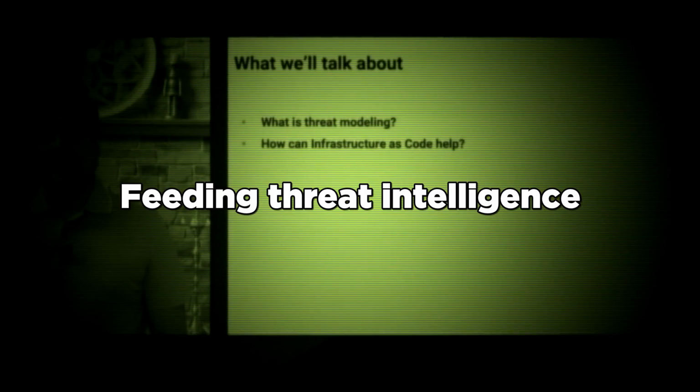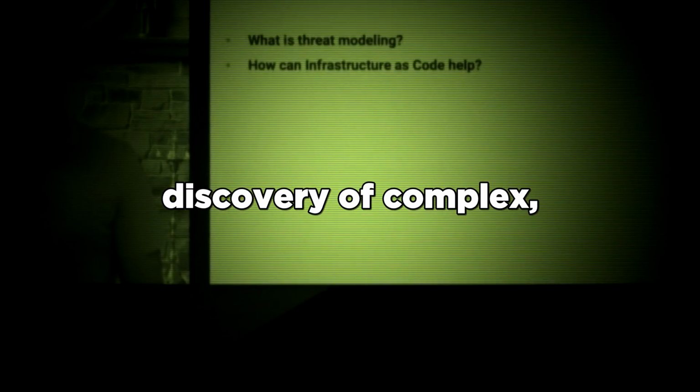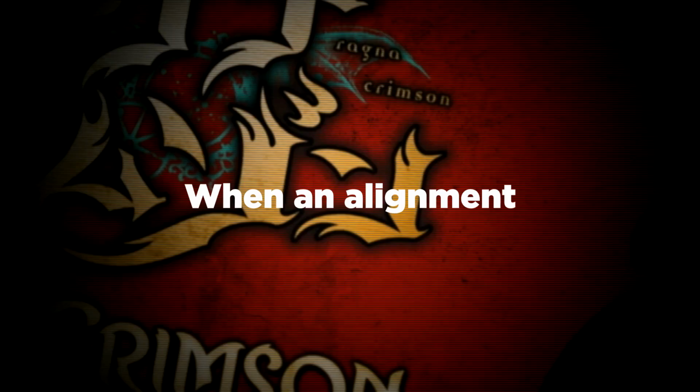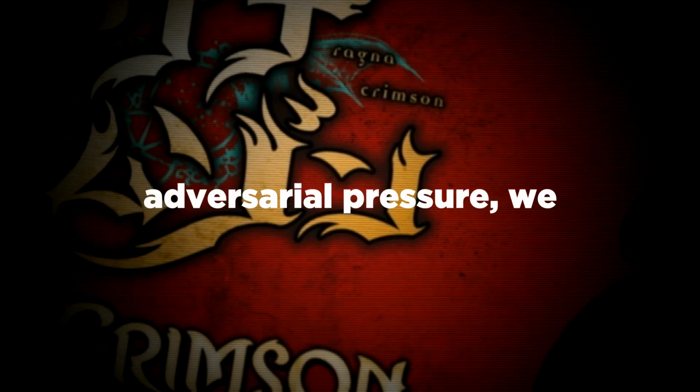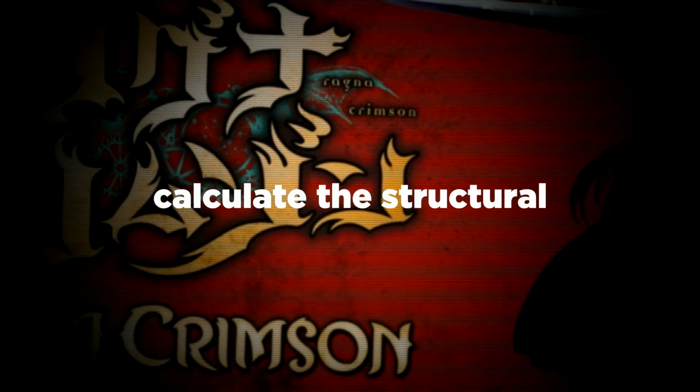Feeding threat intelligence pipelines rich operational data unlocks automated discovery of complex, multi-stage exploit chains. When an alignment filter fails under adversarial pressure, we measure the rate of degradation to calculate the structural limit of the security perimeter.